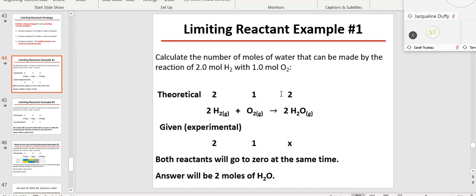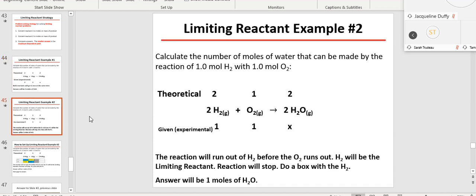Well, have a look here. I need 2 moles of this to react with 1 mole of this, so these are both going to go to 0 at the same time. I've given you the exact same number, so both of these are going to go to 0 at the same time. We're not going to have any excess. We're not going to have a limiting reagent. So the answer would be 2. Now this one here is oversimplified just to show you that there is no limiting reactant in this situation. Let's have a look at this one. Same formula, same chemical reaction.